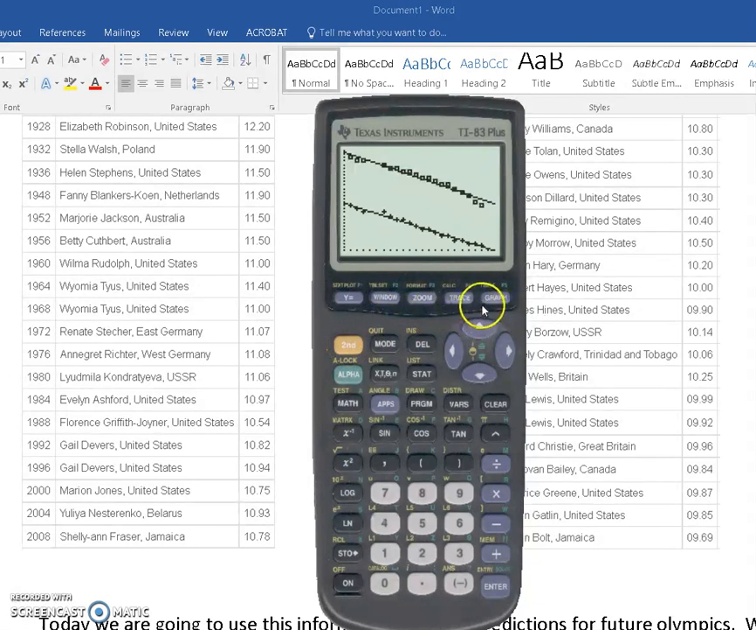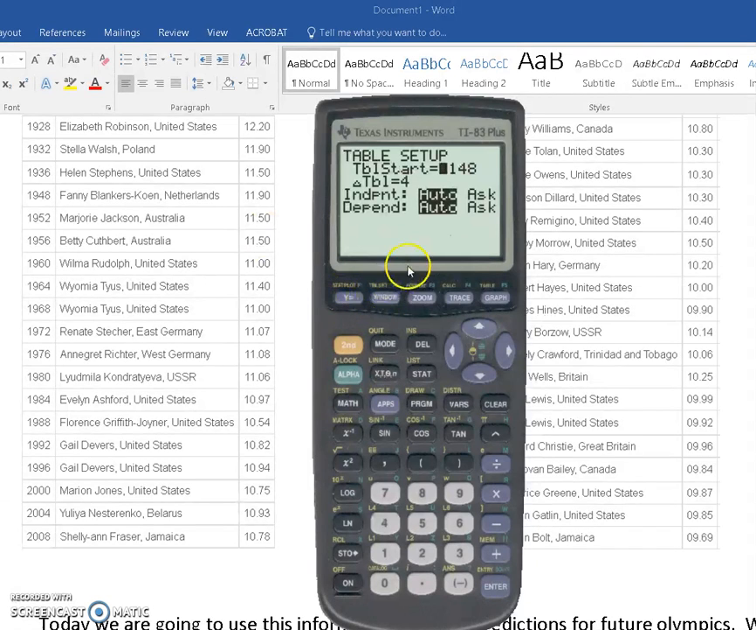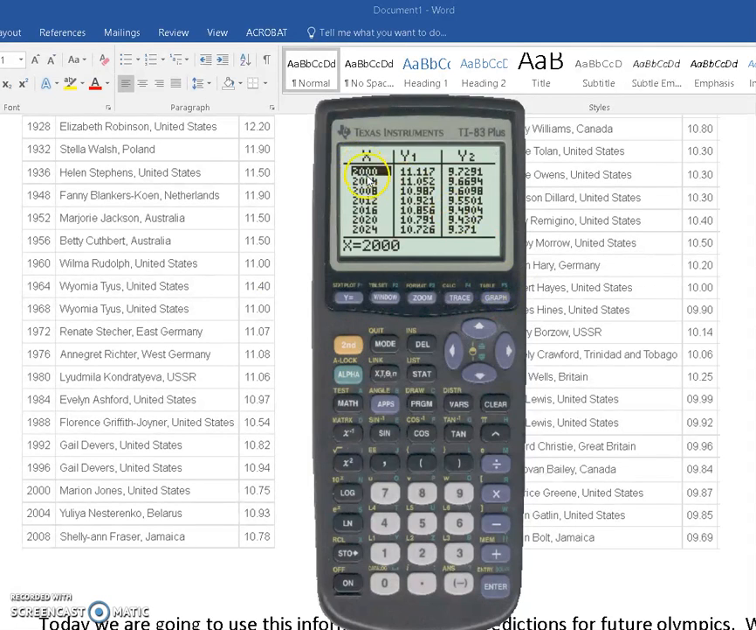If I want to go to the table of values for my equations, this is the way I would do that. I start by going to second and table set. I can start my table at any place. I'm going to start it in the year 2000, that's my X value, and have it go up by 4s. Now when I go to second and table, it's giving me two things. In the year 2000, this would be the girls' time and this would be the guys' time, according to the equations in my calculator. You can scroll down then and go to any year that you want.